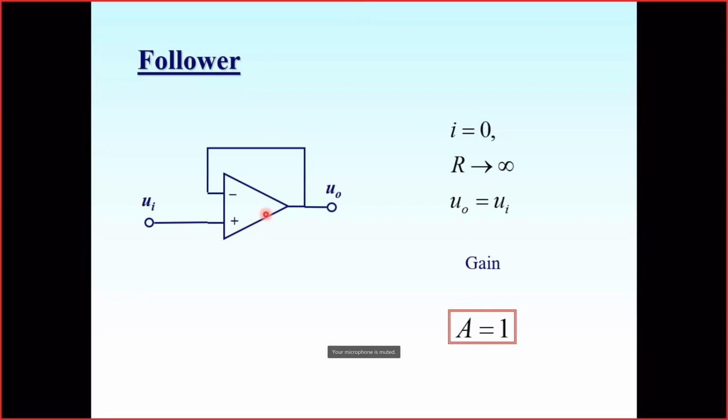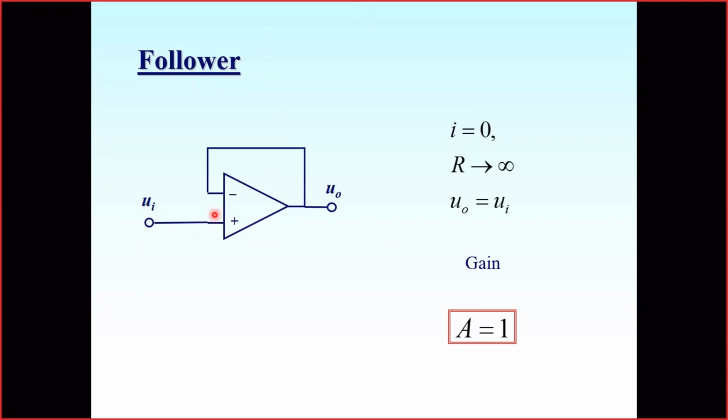And in fact, the follower indeed has a gain of 1 for the voltage, but it has non-unit gain for the current, which very often is not even calculated. In fact, the follower is a current amplifier.